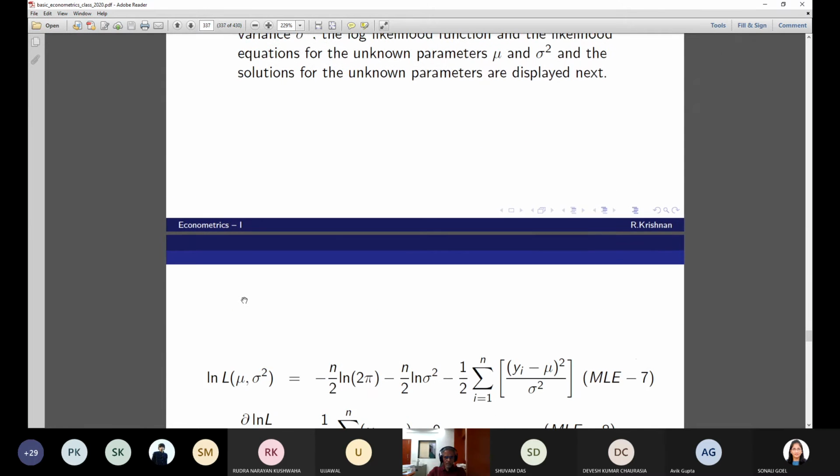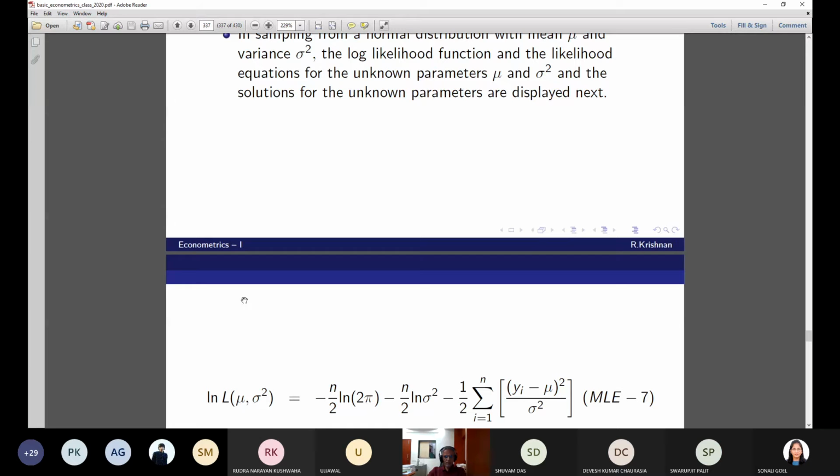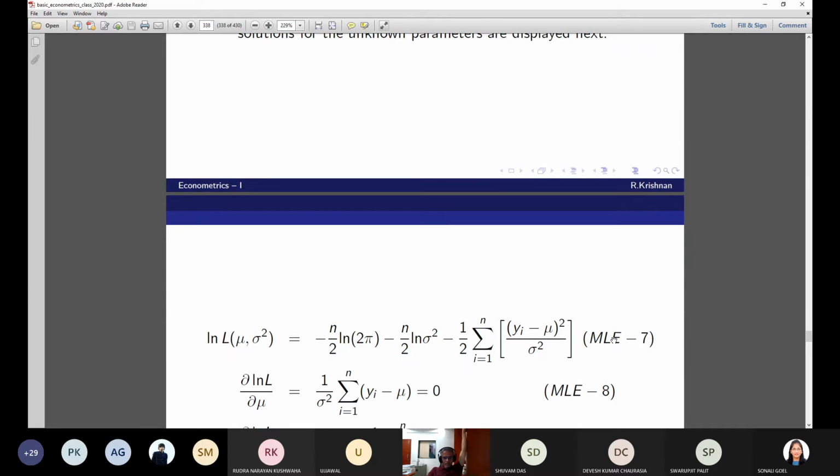Look at this. Who is this here? Hello? Swarupjit? Sorry, sir, there was a problem with my phone. Is it okay now? Yes, sir. Okay, look at this. This is the log likelihood for a normal distribution. Is it okay?